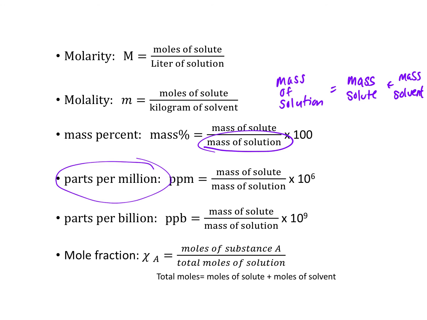I want you to know these definitions: mass of solute per mass of solution times 10 to the 6 for parts per million. And then for parts per billion, it's times 10 to the 9. So that's the times 10 to the 9 accounting for the difference in that billion factor. That's the number of zeros in the billion.